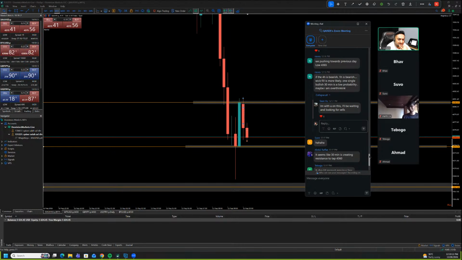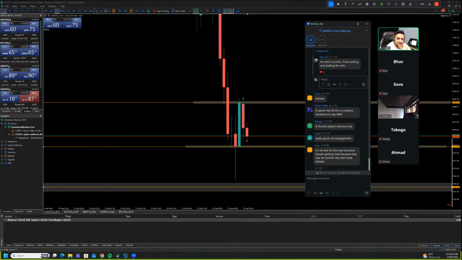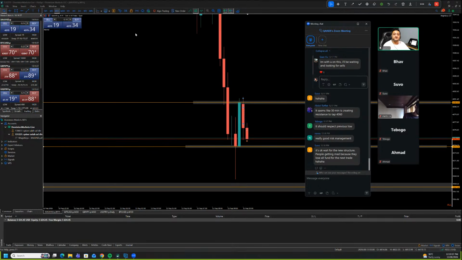I can see that if the 4 hour is bearish and the 1 hour is bearish, a wick fill is more likely, and a single bullish 30-minute is a low probability. Maybe I am overthinking. Buddy, it's definitely overthinking. You know what? 100%, next time if you are sitting with me on a live stream and this scenario appears, I'm going to execute, because the low time frame always gives us confirmation of what could happen on the higher time frame. So just for you, let's make a plan.